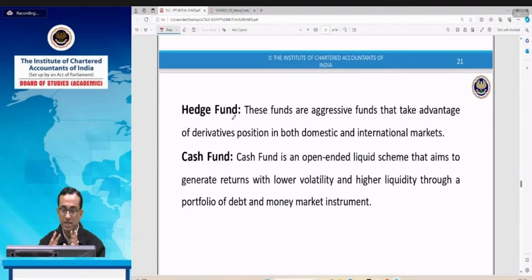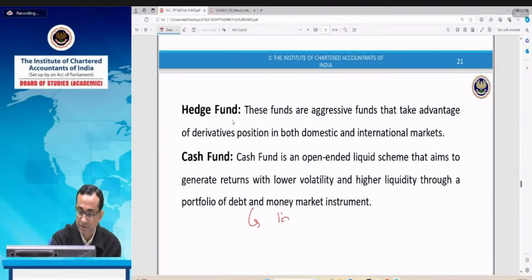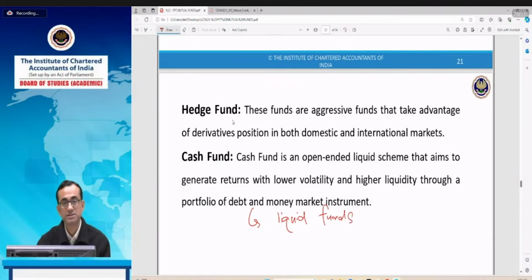Now come to cash funds. What is a cash fund? A cash fund is an open-ended liquid scheme that aims to generate returns with lower volatility and higher liquidity through a portfolio of debt and money market instruments. It is basically similar to a money market instrument, and you can say it is related to liquid funds. You can call it either a cash fund or a liquid fund. It is more or less the same.